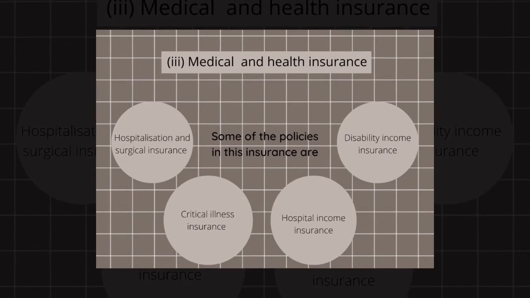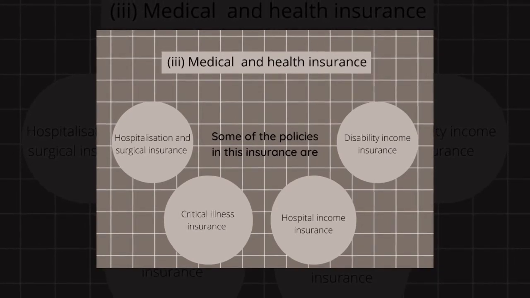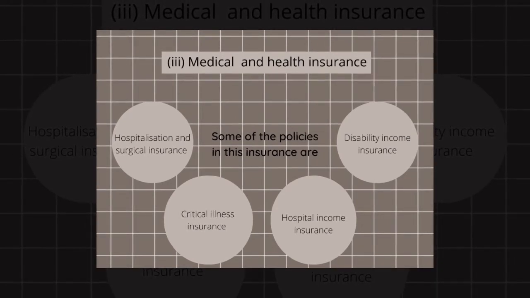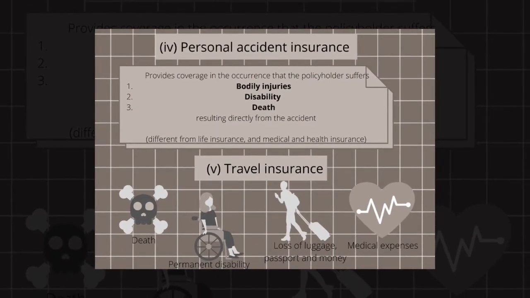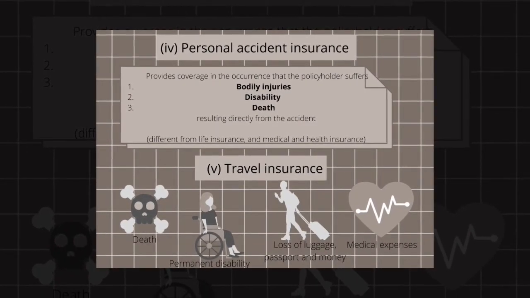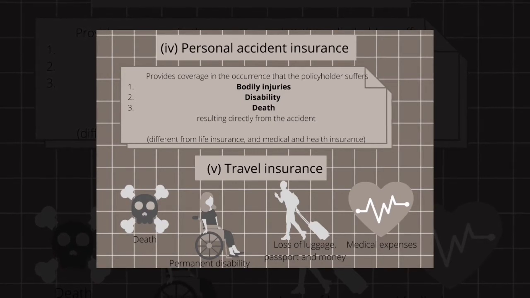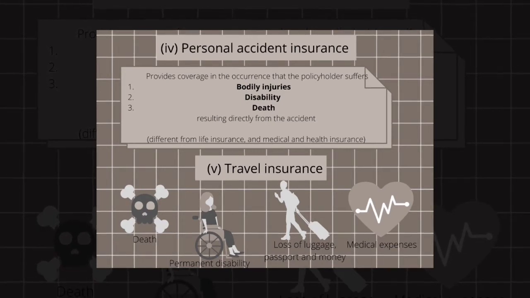Next is medical and health insurance. Some of the policies of this insurance are hospitalization and surgical insurance, critical illness insurance, hospital income insurance, and disability income insurance. Next is personal accident insurance. It provides coverage in the occurrence of the policyholder suffering bodily injuries, disability, or death that result directly from the accidents. Travel insurance provides coverage against death, permanent disability, loss of luggage, passport and money, and medical expenses.